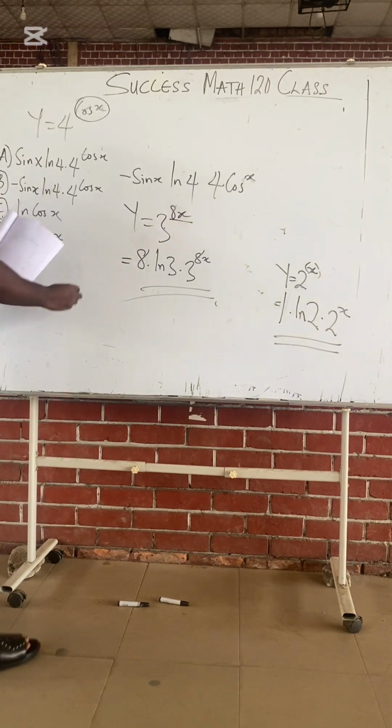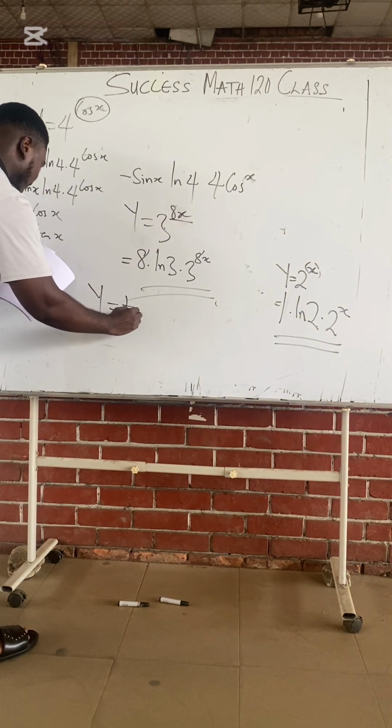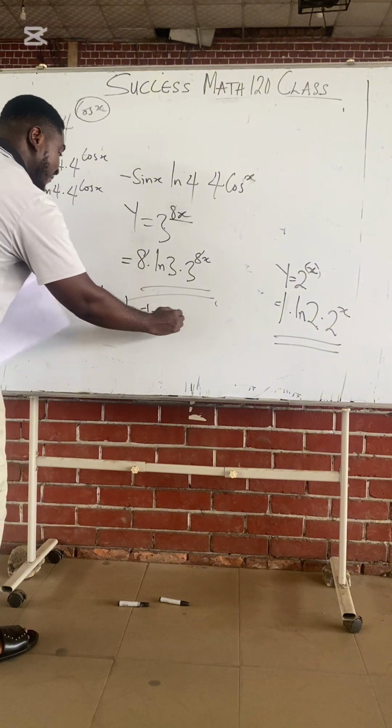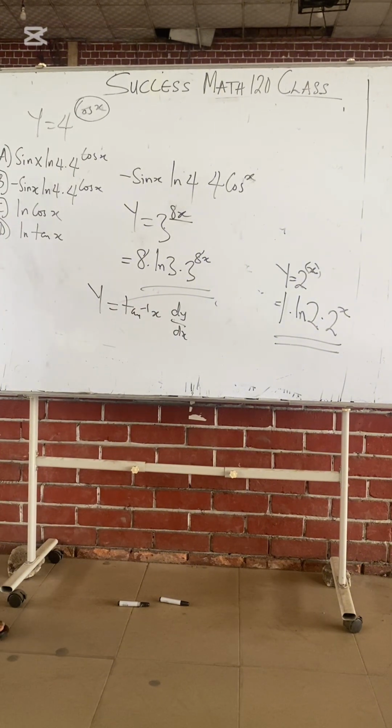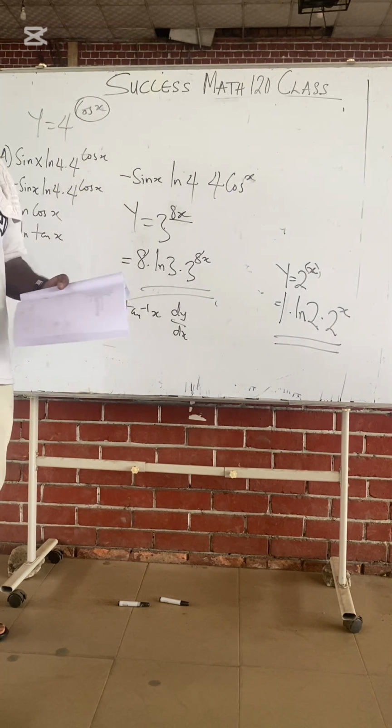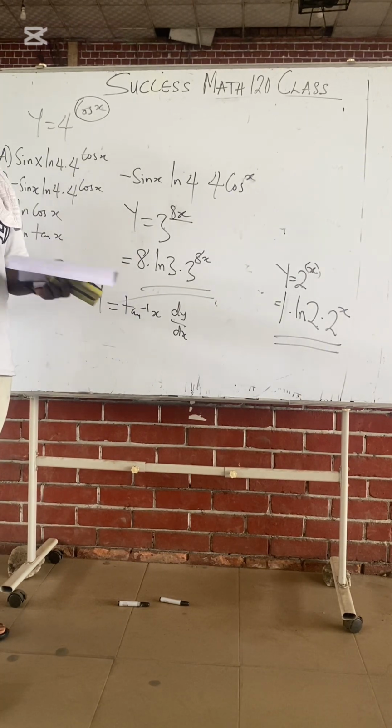Okay, y equals tan inverse of x. Have I taught you this? Question 34. Find dy/dx. Class, y equals tan inverse of x is the same as arc tan x. It's simply asking you to find the derivative of arc tan x. It's in that table we gave.